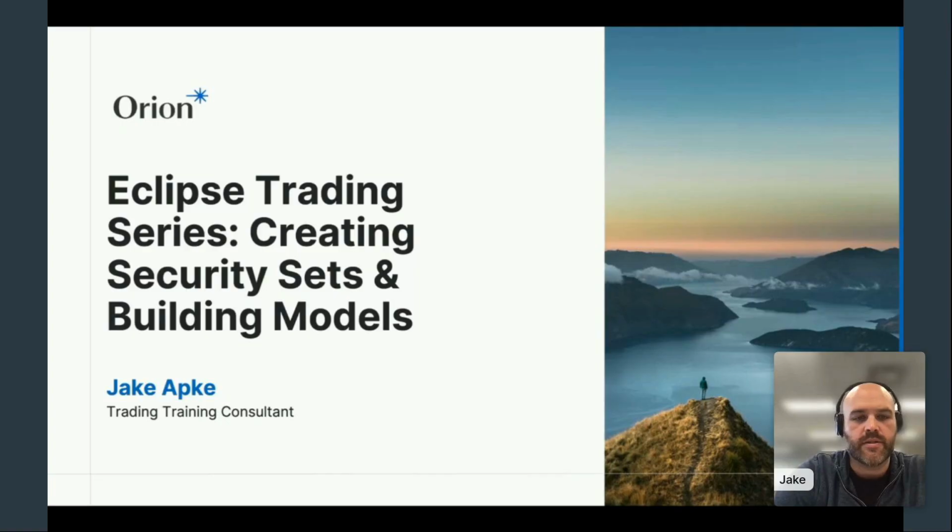Today's session is creating security sets and building models. So we will be looking at the entire process of building out models, security sets, and talking through them. Today is session 3 of the Eclipse series. There are a total of 6 sessions. So if today is the first session you are joining, feel free to go to the orion.com/events page, where you can watch the previous 2 sessions and get signed up for the next sessions in the series.